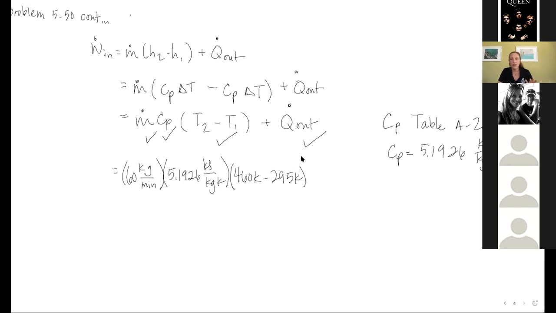I know that I want to get a power unit. So I'm going to look at what my units are going to be right now. My kilograms will cancel. My kelvins will cancel. I'm going to be left with kilojoules per minute. Kilojoules per minute is not a power unit exactly. It is energy per time, but it's not one that we commonly work with. So I'm actually going to convert these minutes into seconds. In 1 minute, there are 60 seconds. And therefore, I'm going to have kilojoules per second, which is a kilowatt.